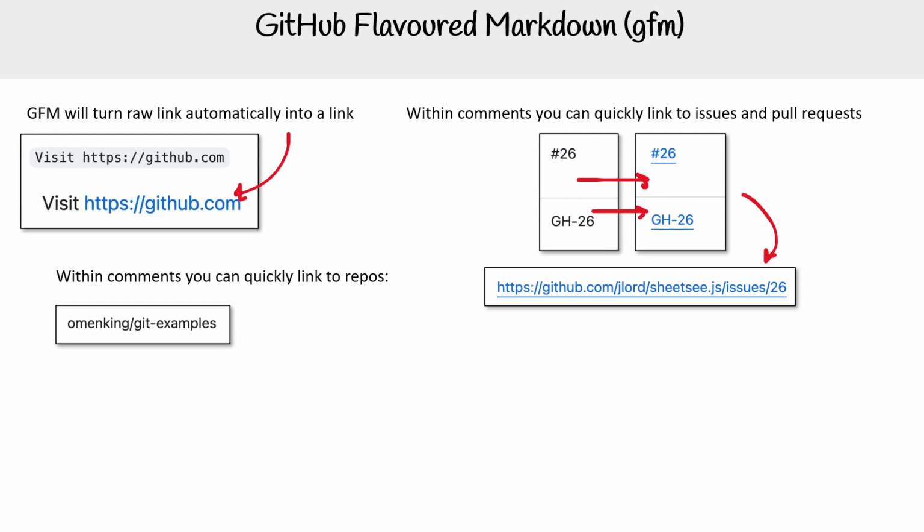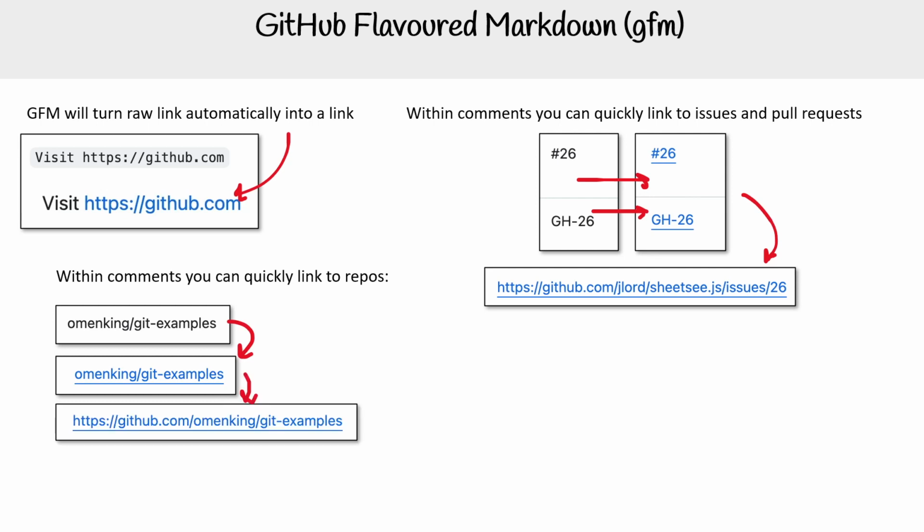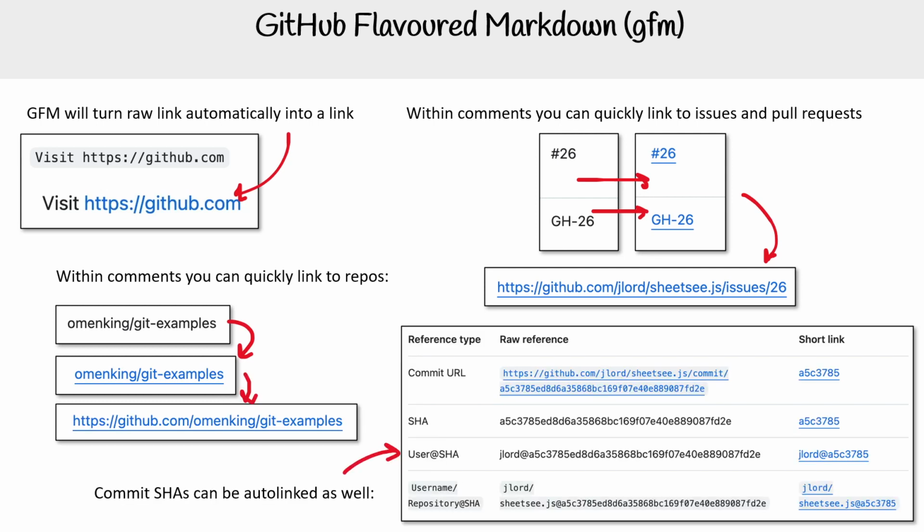Within comments, you can quickly link to other repos. So if you have something that looks like a repo, it's going to go to a repo. That would be the final product produced there. And then you can also link things based on commit SHAs. So yeah, a lot of cool linking.